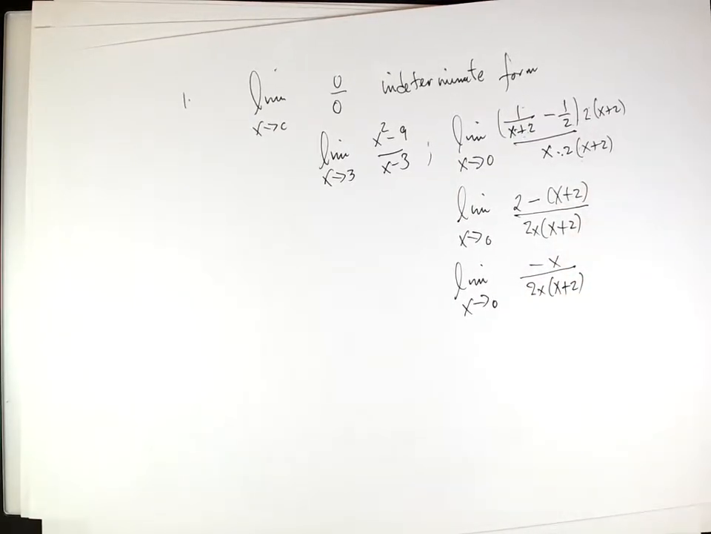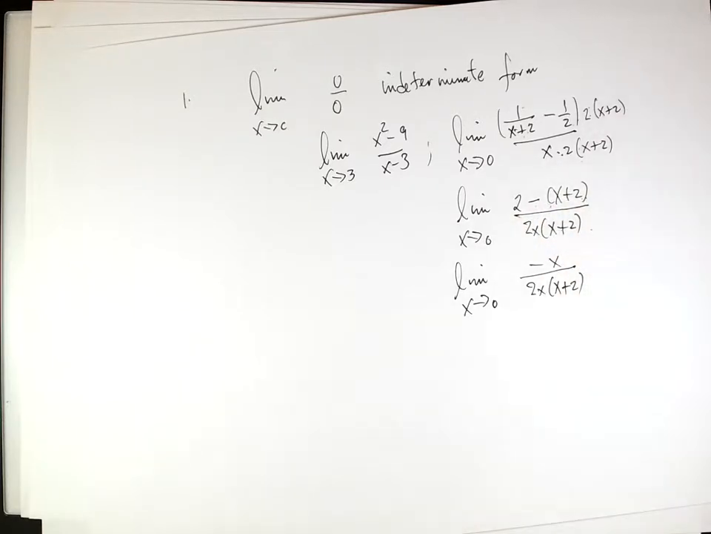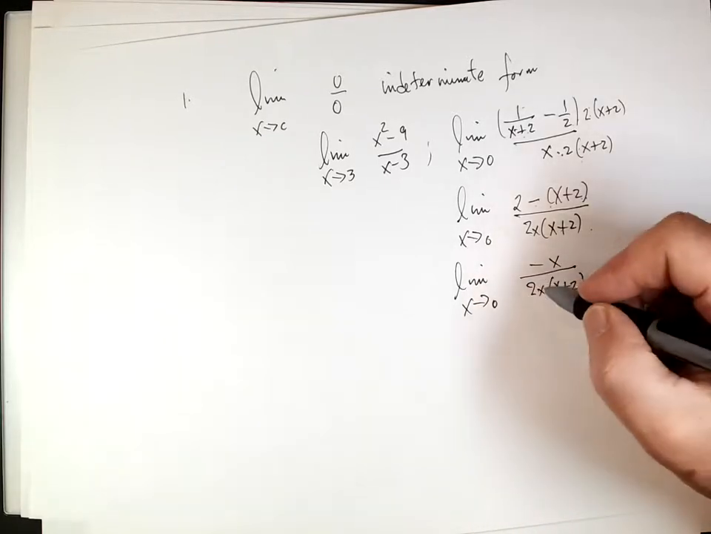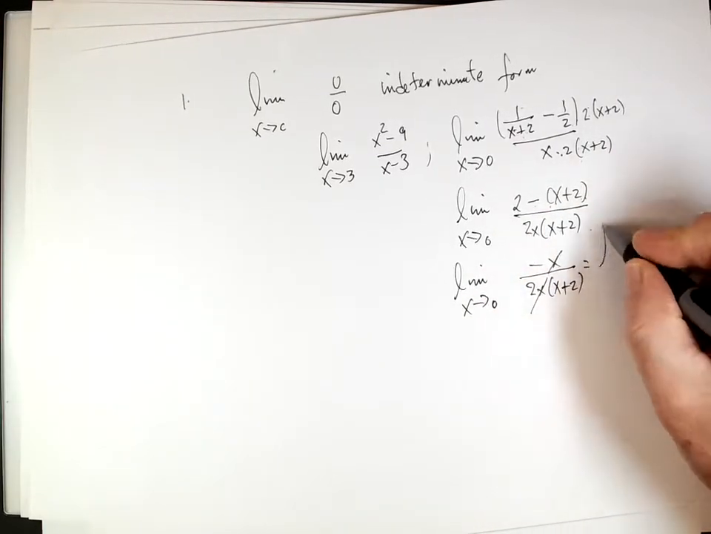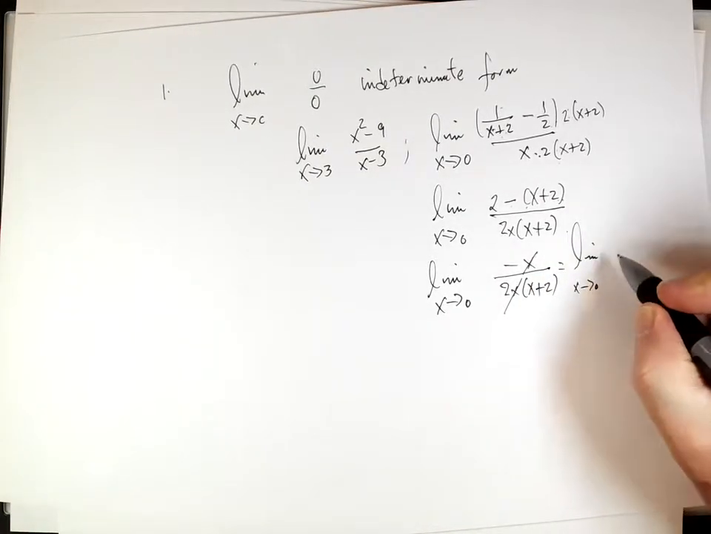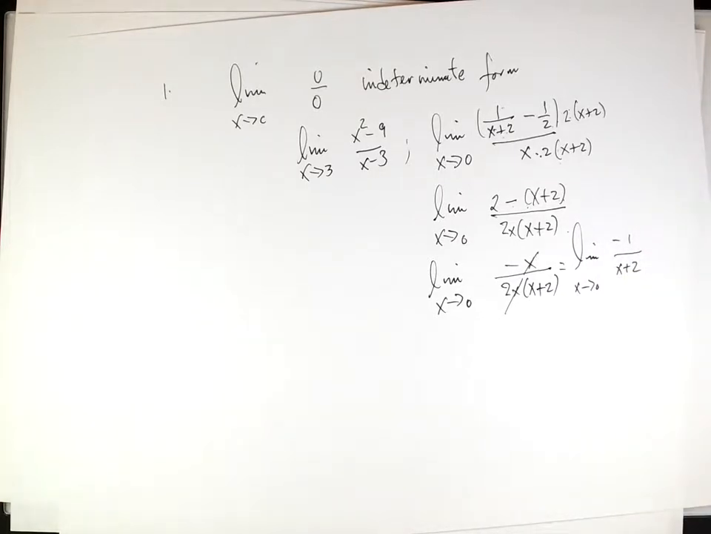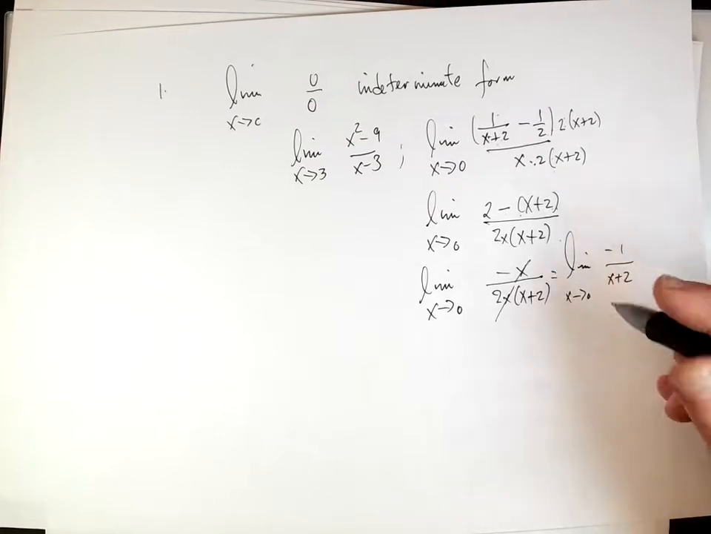How can you just cancel the 2's? Drop the grouping symbols. You get 2 minus x minus 2. Okay? And now what happens? The x's cancel. Now, as x goes to 0, what happens? You end up with negative 1/2, and that's the answer.